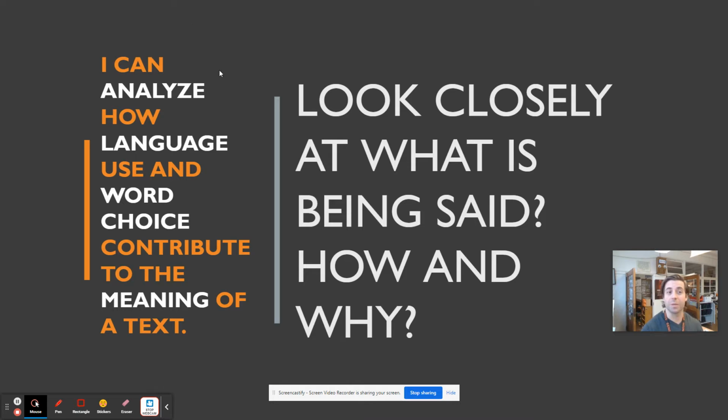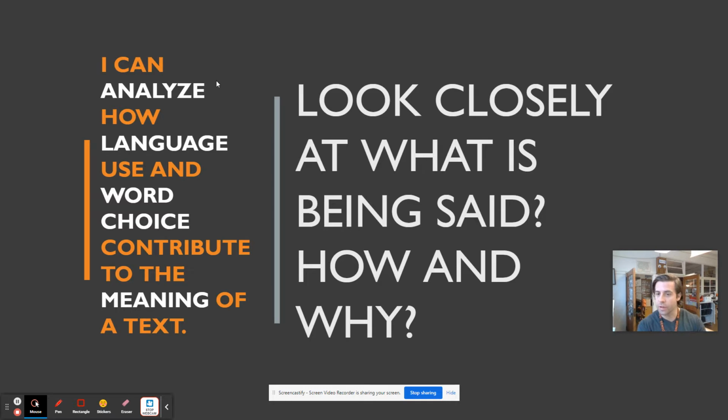So our big goal is to be able to analyze, so kind of break down how an author uses language and the words that they choose, and how those choices contribute to the meaning of a text. So not only are we going to look at what's being said, we're going to be looking at how something is said and maybe why an author decided to say it that way.